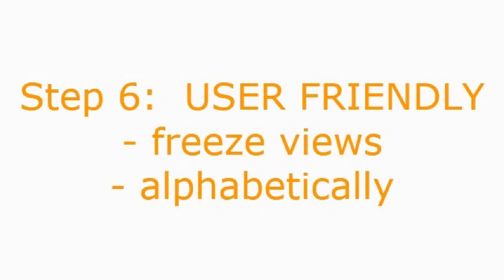Step 6 is to make your spreadsheet user-friendly. We freeze the header row and sometimes also the first 2 or 3 columns, especially in a spreadsheet that is wide and vertically stretched out.